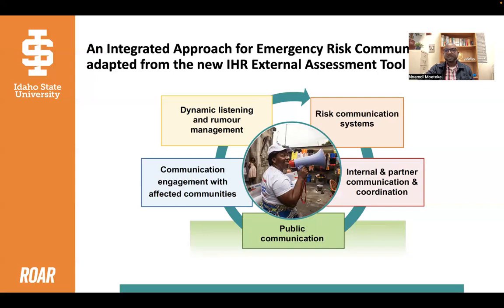And then there is public communication, which includes the media, social media, and the web, and social mobilization, and so on. And then there's communication engagement with affected communities, directly or through influencers, including awareness campaigns, community radio, interpersonal communication, using the existing community engagement mechanisms.